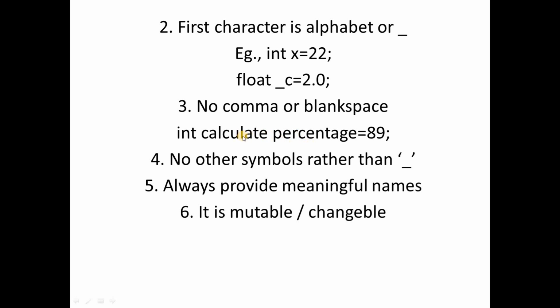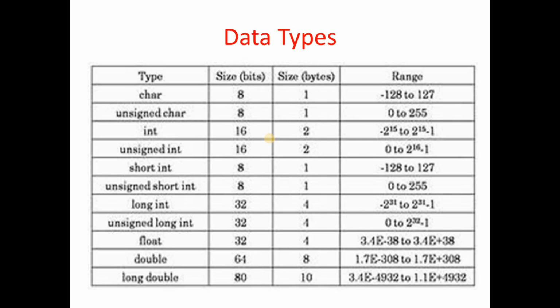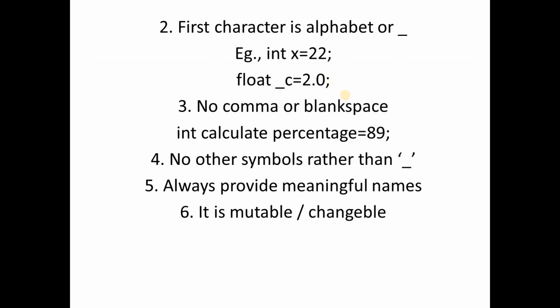In that case you have to provide an underscore in between these two names, or these two character strings. If there are two or three character strings, what should you do? You cannot provide any comma or blank space in between those character strings. You can provide an underscore: calculate, underscore, percentage. Then this will be valid syntax for your variable declaration, but the other is not valid syntax.